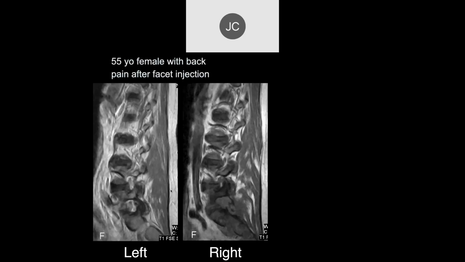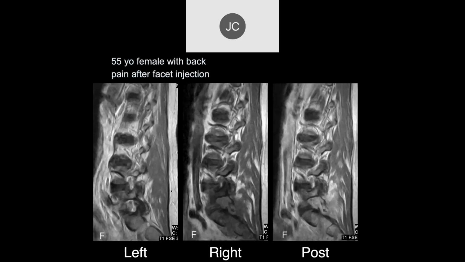Okay, Dan, what do you think of this case? 55-year-old female with back pain after facet injection. Let's look at the left and right T2 images. And then there's post contrast. Okay, so there's a lobulated enhancing.